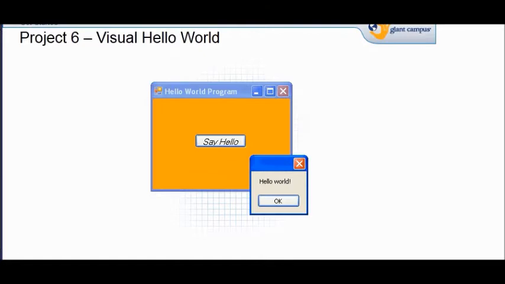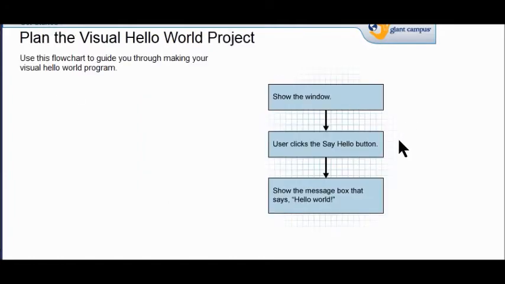So this is a Hello World program in Visual. I think you're going to like this. You're going to be clicking the Say Hello button here, and you get a little screen that says Hello World. That's what your project's going to do. As you can see, your basic flowchart is really simple. You have just a couple basic commands here. All your work is going to be in the visual end. I think you're going to like this.